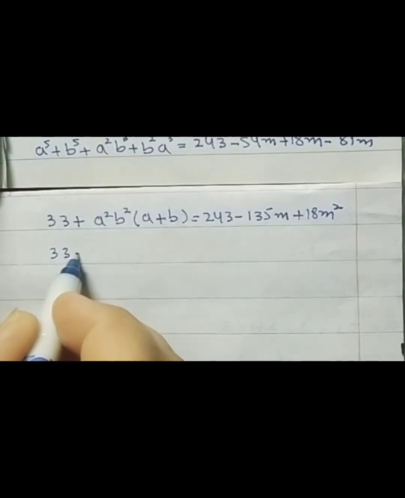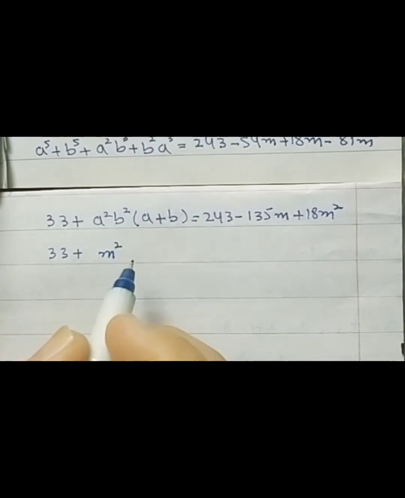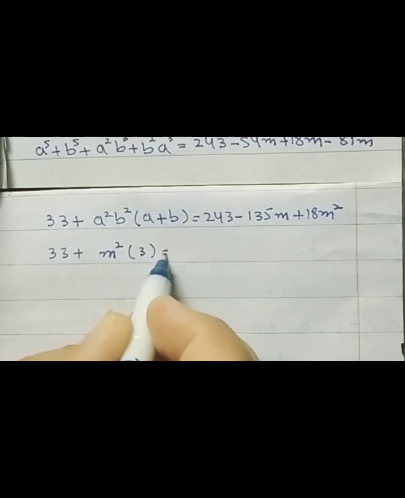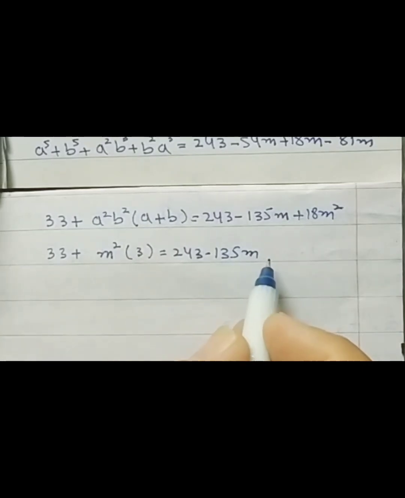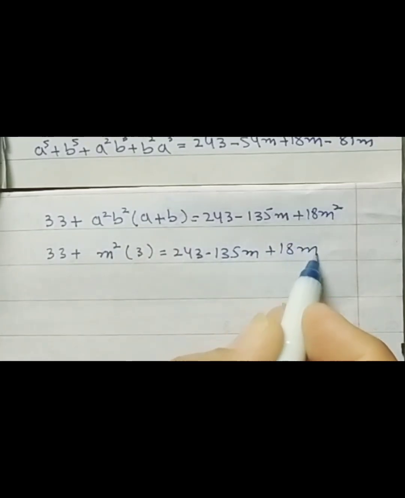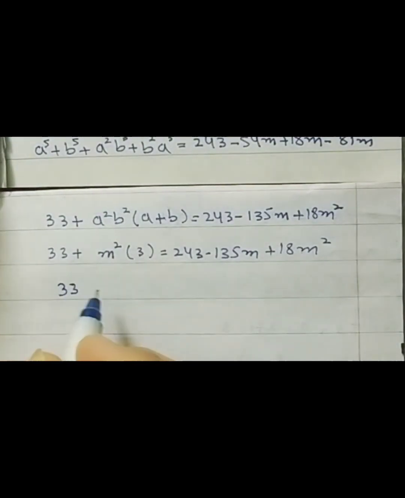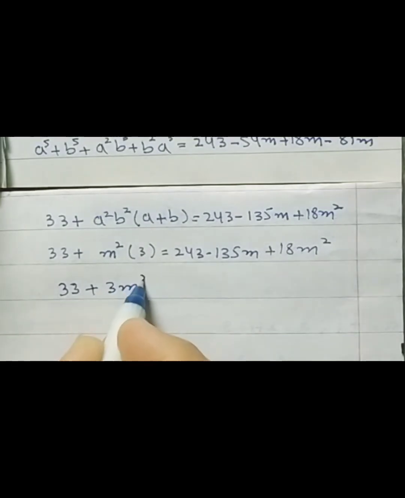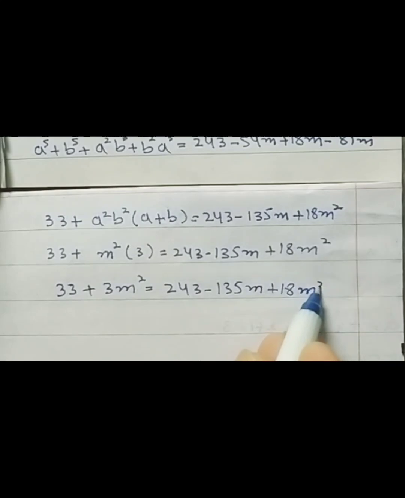So now we have 33 plus a^2 b^2, which means m^2, and as we know a + b is equal to 3, is equal to 243 minus 135m plus 18m^2. I think we are moving to a quadratic equation. 33 plus 3m^2 is equal to 243 minus 135m plus 18m^2.